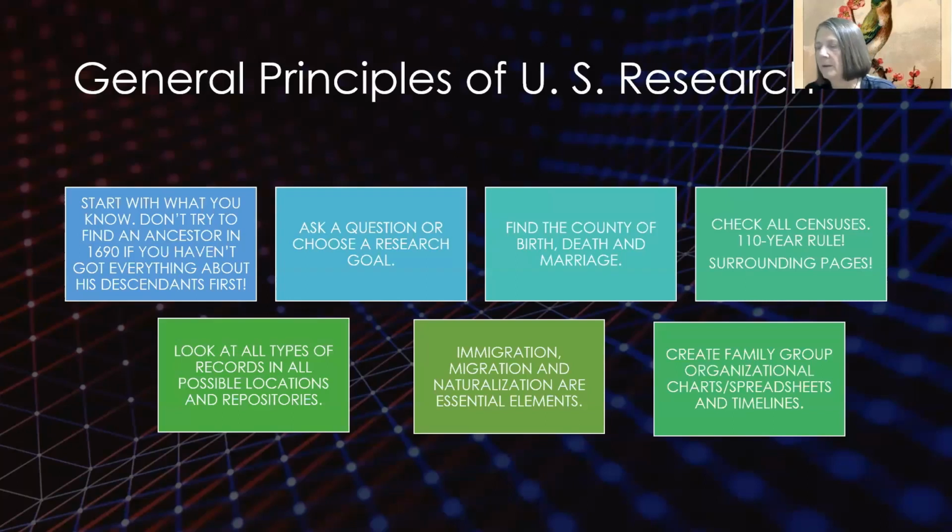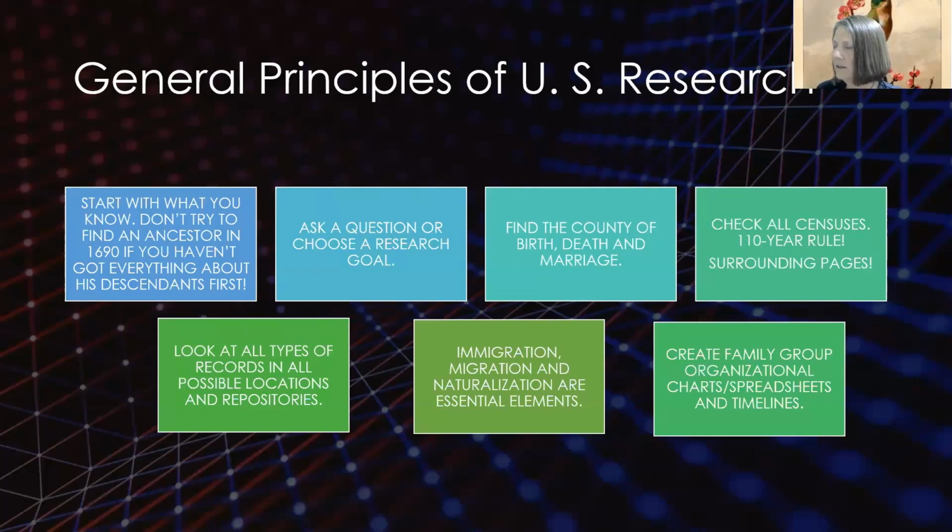Now, the best thing in the world is geography. As I've said before, my philosophy of genealogy is that geography is genealogy, or genealogy is geography. You can't do genealogy without knowing where the person was located. So try really hard to find the county, not just the state, at least of birth, death, or marriage, but hopefully all three. And one of the ways you can do that, of course, is to check the censuses.